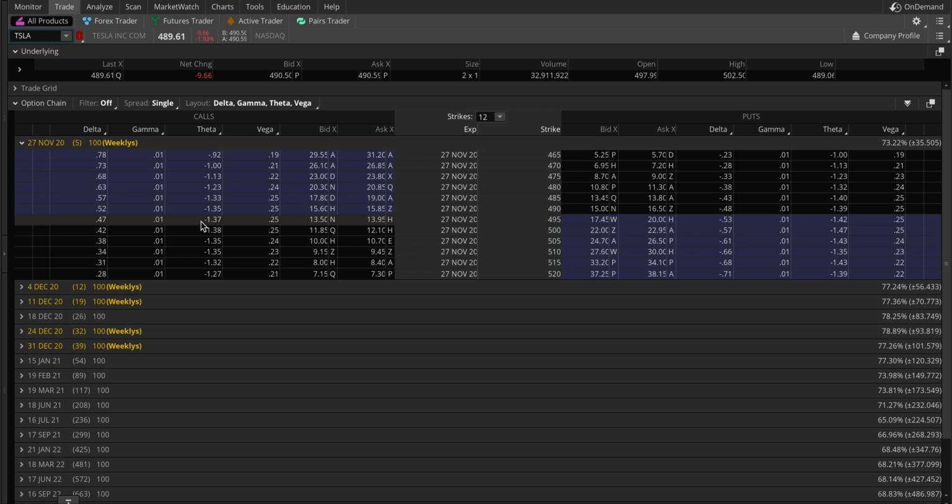What it means is, if you hold this option for one day and the stock price remains the same, you will lose $137 in one day. That's all. Pretty much that's all, nothing fancy about it. Now, next is Vega. Let's look at the Vega.